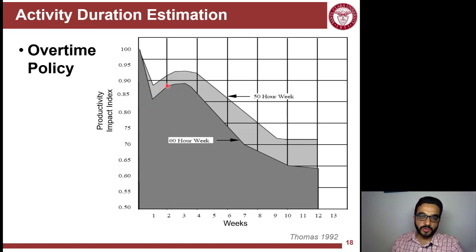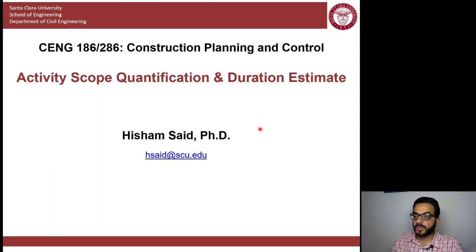Then you get used to it for the second and third week. If you continue doing that, you will see a continuous drop of efficiency. Of course, 60 hours is more severe than 50 hours; you're working 50% more than you should. So overtime policy is critical. Yes, you're getting more hours squeezed within a week, but your productivity per hour is dropping. So it's a trade-off here.